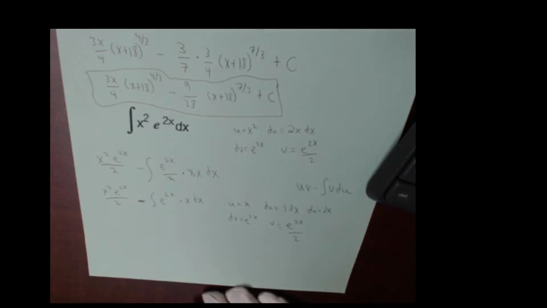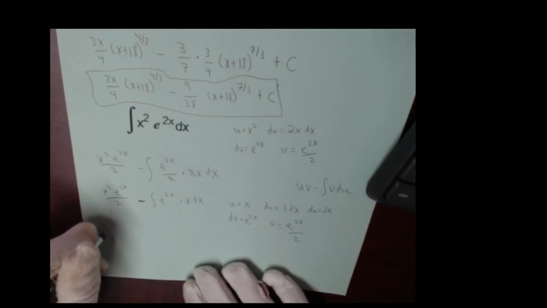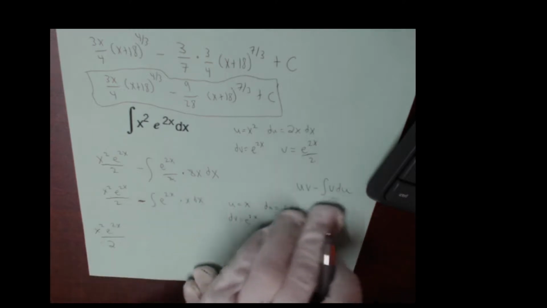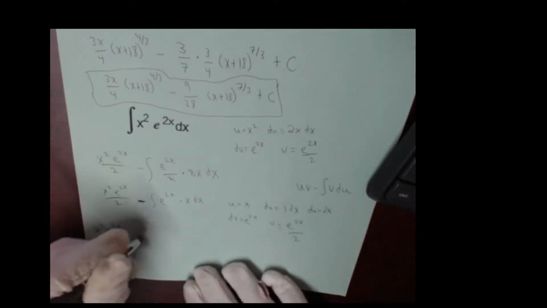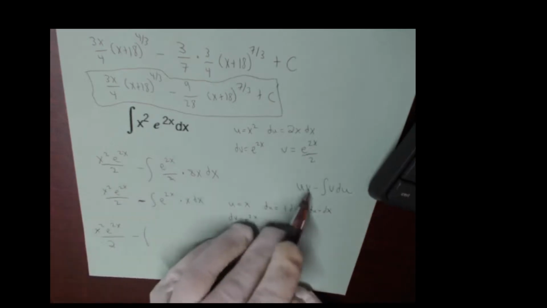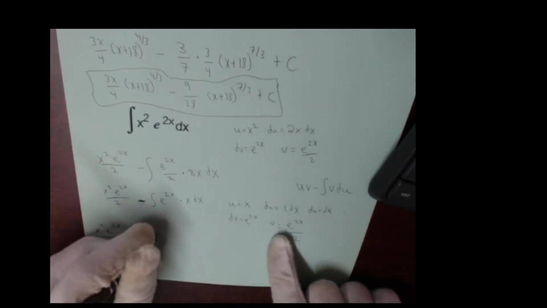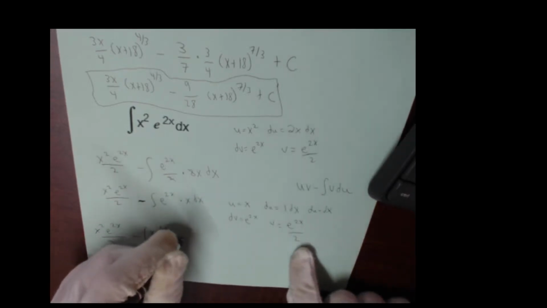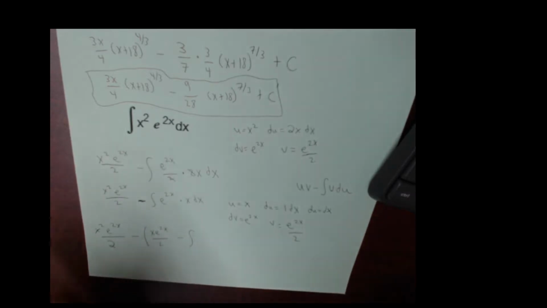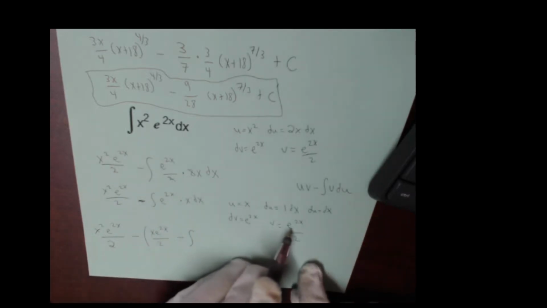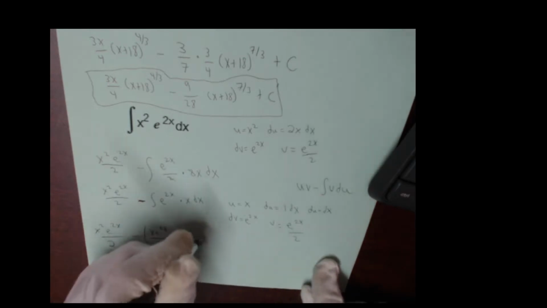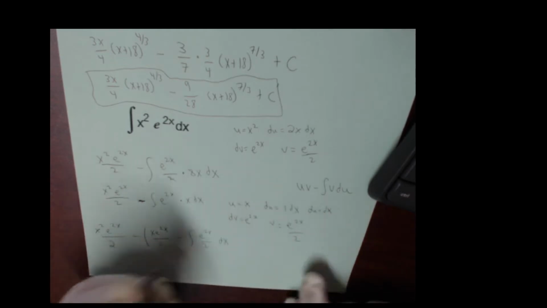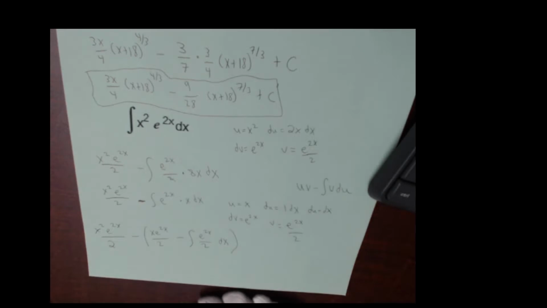Okay, so we are ready to go. We still have this term out in front. And now this integral right here, we're going to do the uv minus v du on. So I'm going to put a minus sign and then a big old parenthesis. So we got uv. So this will be x e to the 2x over 2, which is uv, minus the integral, because we still have an integral, of v du, which will be e to the 2x over 2 is v, and then du is just dx. All right, so that's what we've got now.